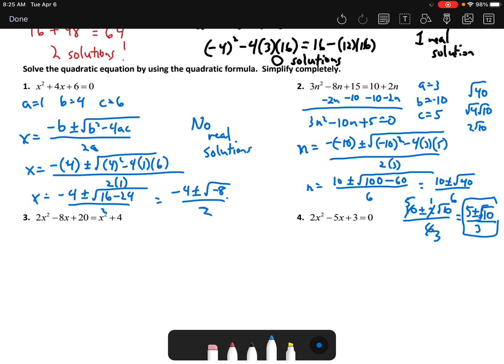Now, if you want to put that in your calculator, that'd be 5 plus square root of 10 divided by 3, 2.72, and then 5 minus radical 10 divided by 3. So 0.6125 and 2.72 would be the two answers in decimals.